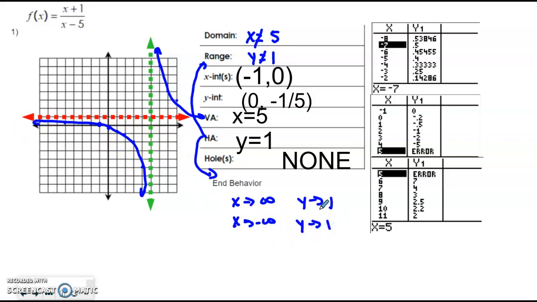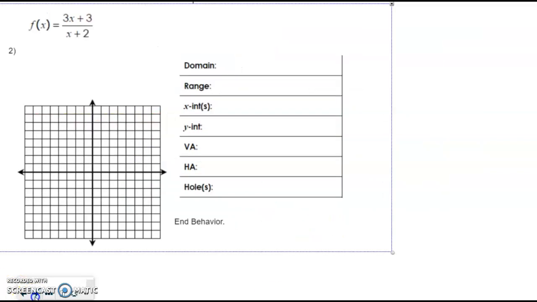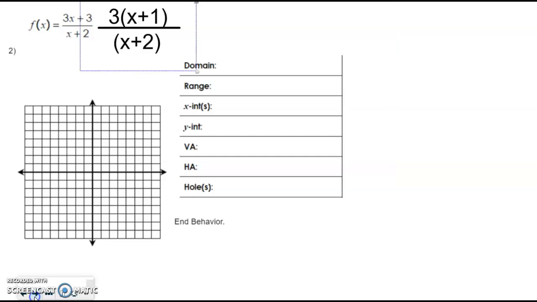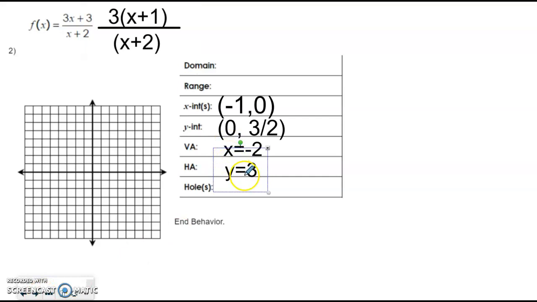Okay. All right, let's look at this next one here. We'll go through this one a little bit quicker. This one, we can factor it out. We've done this one a couple times. This is what the factored form turns out to be, and these are the points that we are able to find so far. We did find that there were no holes.